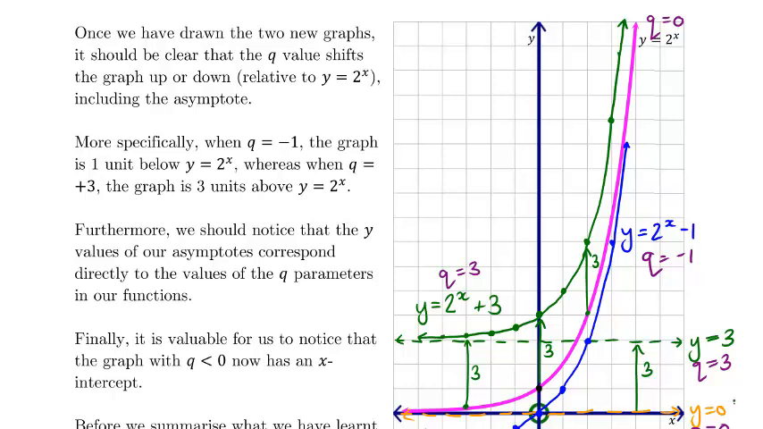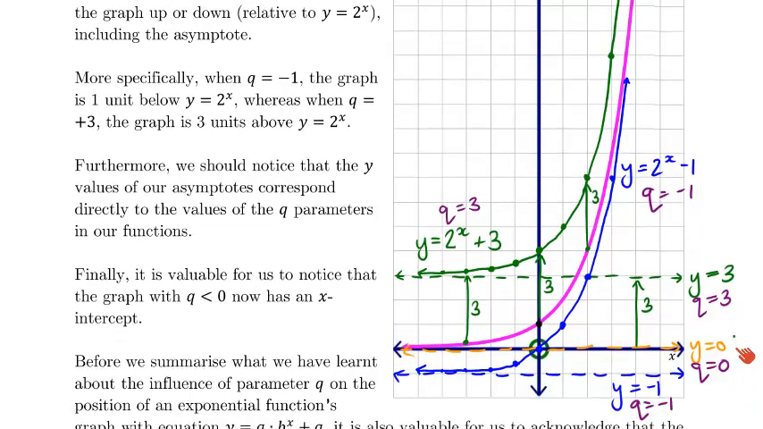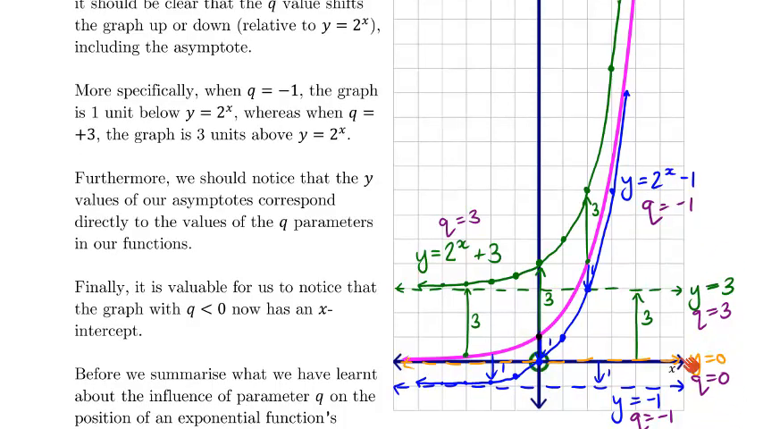In comparison, when q is equal to -1, what happened? Well, every single point that was on the purple graph moved 1 unit down, and that included the asymptote. So the asymptote used to be at y equals 0 when q was equal to 0, but now the asymptote is at y equals -1 when q is equal to -1. We went 1 unit down there. Do you see what that q value does, guys? That's why when we changed the q value, y equals 0 wasn't the asymptote anymore.